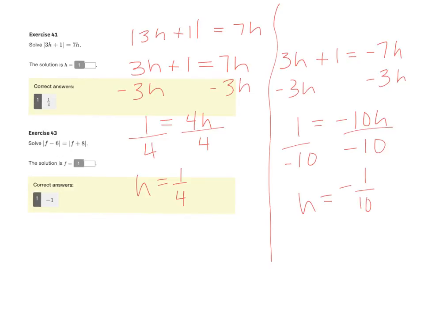All right, so if I go to check this, I've got 3 times a quarter plus 1 is going to give me, so I'm testing this, I get 1.75. And if I take a quarter, 0.25, and I times it by 7, I'm going to get 1.75.